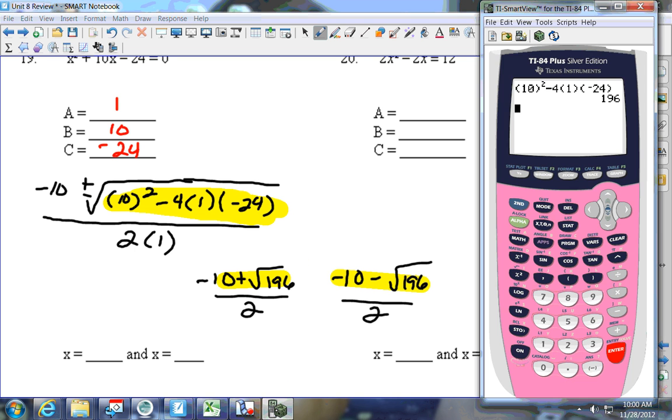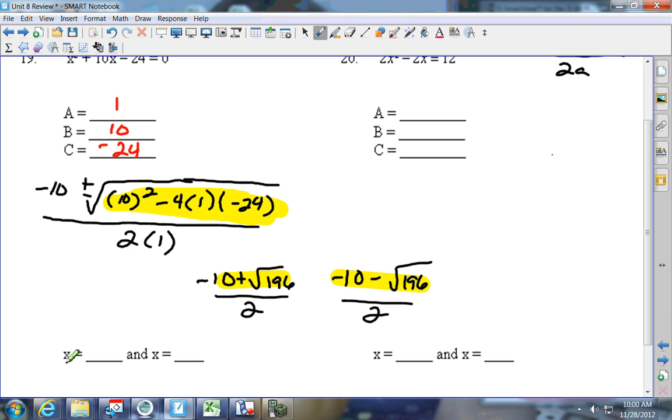All right. So here, I've got negative 10 plus the square root of 196 and press enter. It is 4, and then you divide it by 2, and your answer is 2. So one of your solutions is 2. That's this one right here.